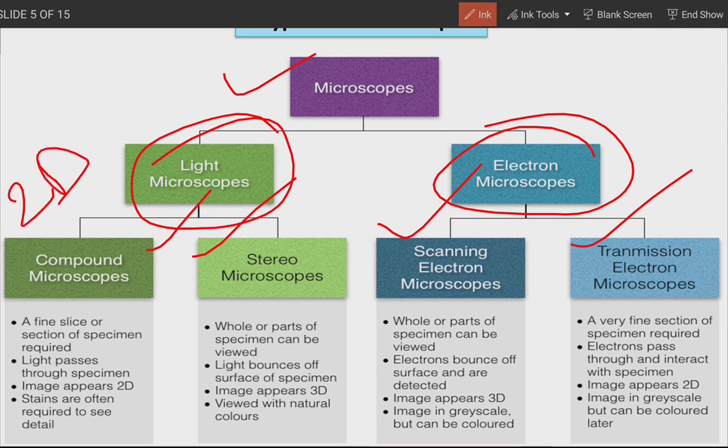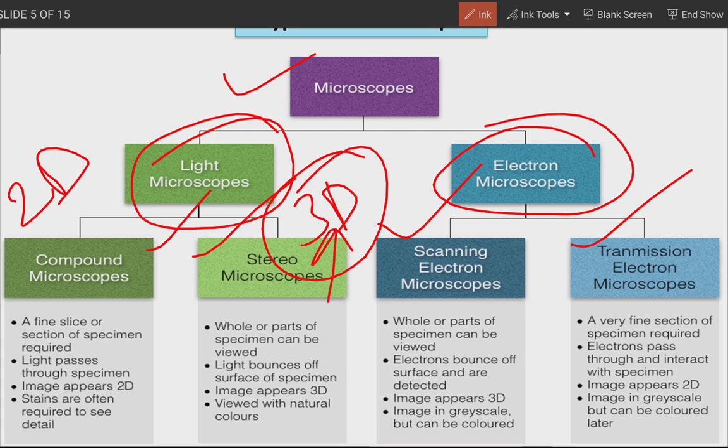If I talk about the stereo microscope, it is a more advanced version of the compound microscope. In this, a whole specimen or a part of a specimen can be viewed, which means the whole sample can be seen, but a small part can also be seen. The light bounces off the surface of the specimen. The image appears 3D. It is viewed in natural colors, meaning whatever the basic color is, you can easily view that.